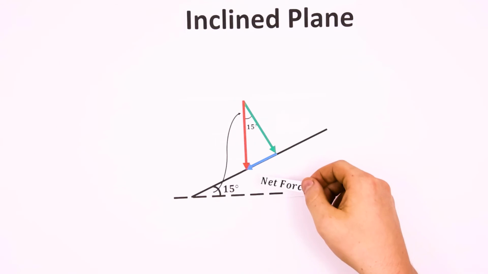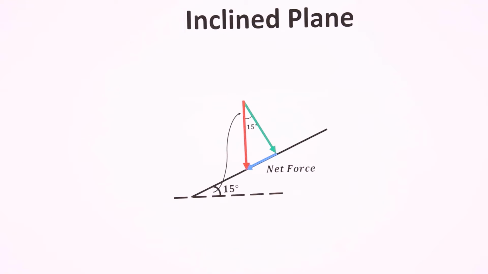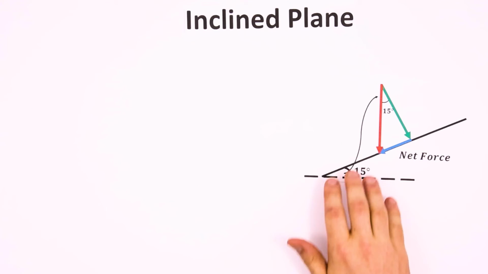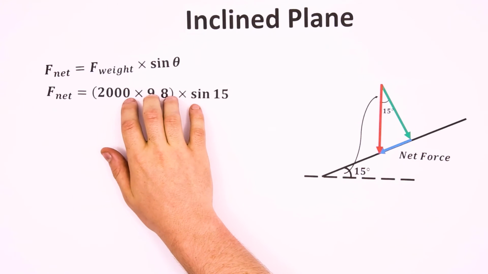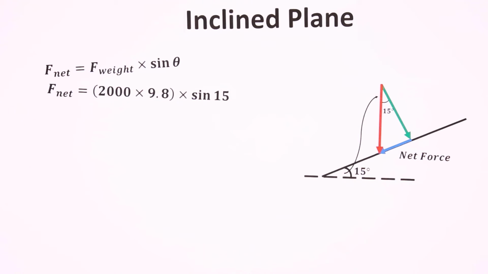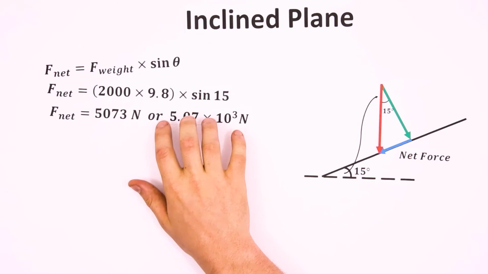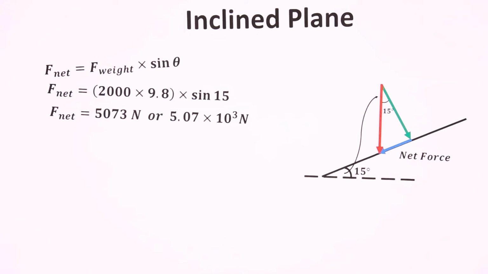We know from our free body diagram that the net force acting down the plane will cause the car to accelerate in the direction of the force. We can calculate this force, F net, as the weight force multiplied by the sine of our angle, which in this case is 15 degrees. So we know that net force is equal to the weight force, 2,000 kilograms multiplied by 9.8, multiplied by the sine of our angle, which is 15 degrees. We can solve to see that the net force acting down the inclined plane is equal to 5,073 newtons, or 5.07 times 10 to the 3 newtons, in three significant figure form, down the incline.